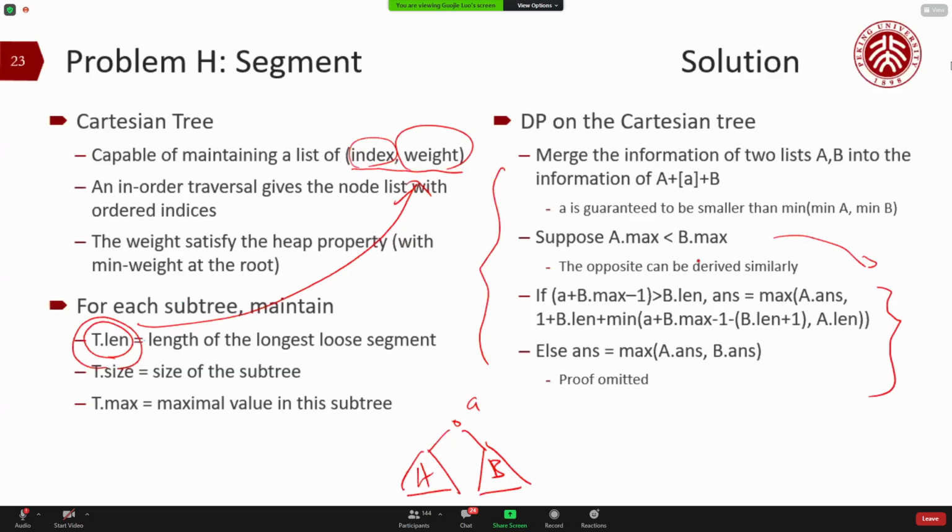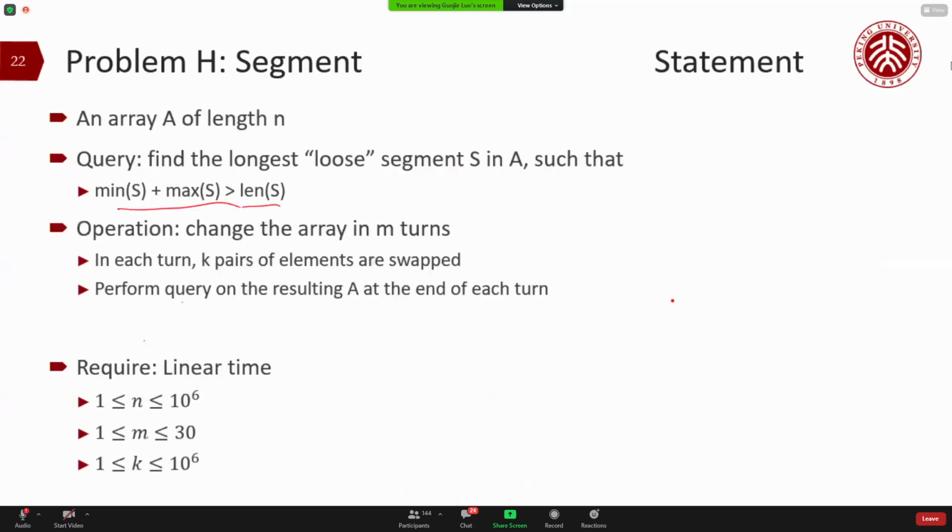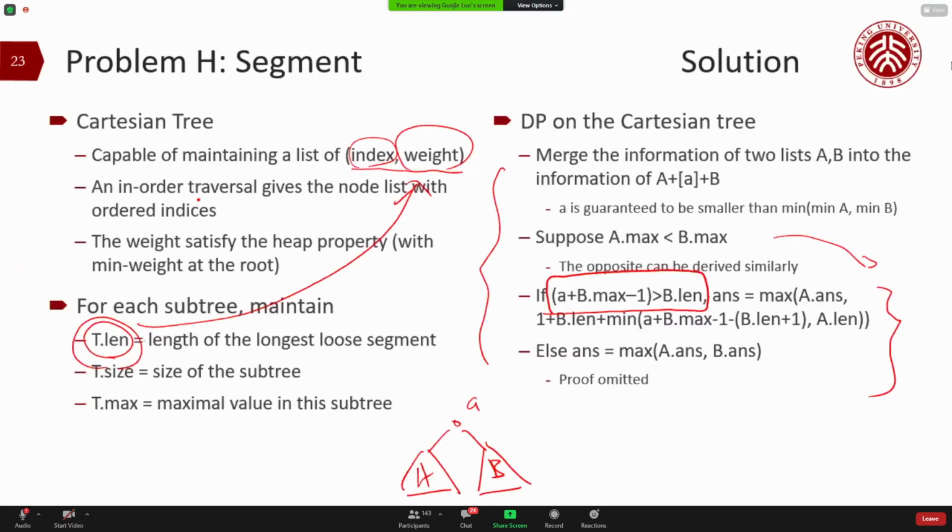If the maximum value of the right subtree is greater, then we may try to get a longer one. This condition comes from the definition of the loose segment. If you remember, a loose segment is one where the length is smaller than the min plus max.